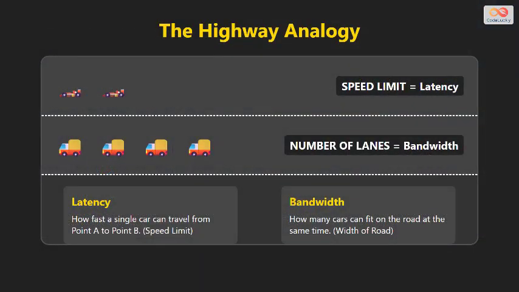The best way to visualize this is a highway. Think of latency as the speed limit or the traffic lights. If the speed limit is high and lights are green, a single car can get from start to finish very quickly. That is low latency. Now, think of bandwidth as the number of lanes. A 10-lane highway can move thousands of cars at once, even if they aren't moving at top speed. That is high bandwidth.